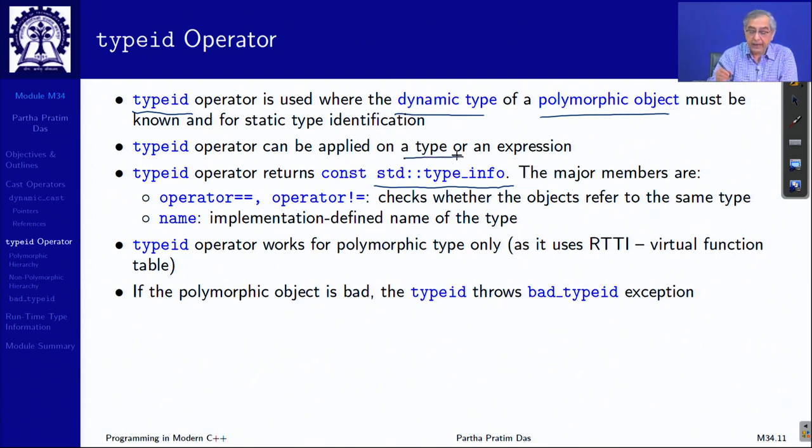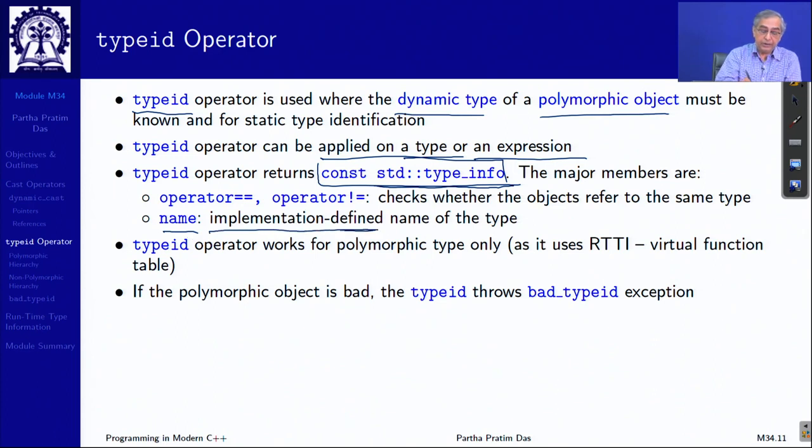So, it can be applied on a type or on an expression. This typeid operator actually gives you access to this type_info structure, which as you can see is defined in the standard library under the std namespace. So, what can you do? You can basically compare two types, for equality and inequality, naturally less than and greater than do not make sense, and you can invoke a name member function which gives you a user understandable text representing the name.